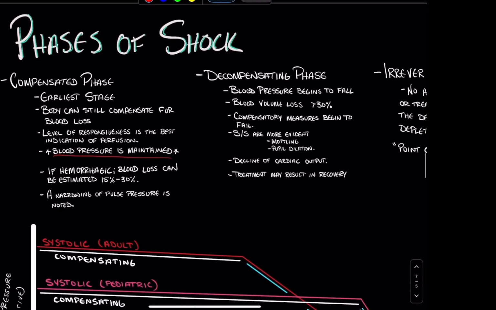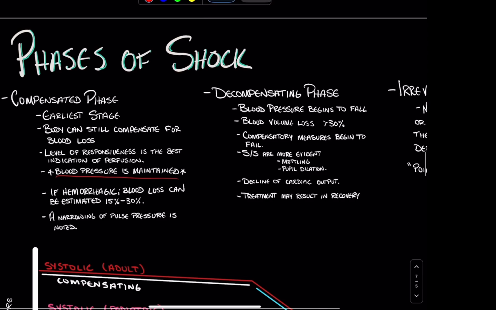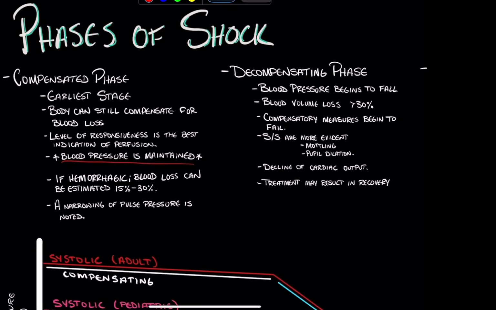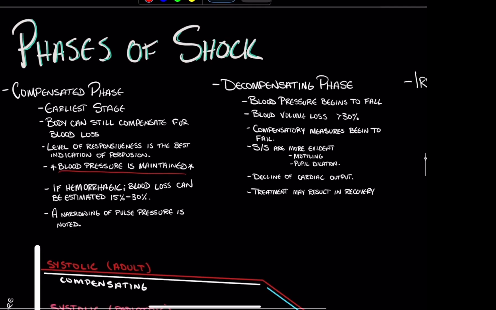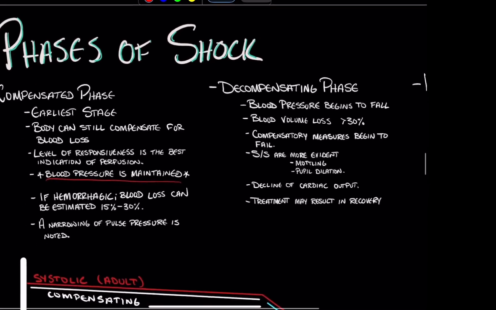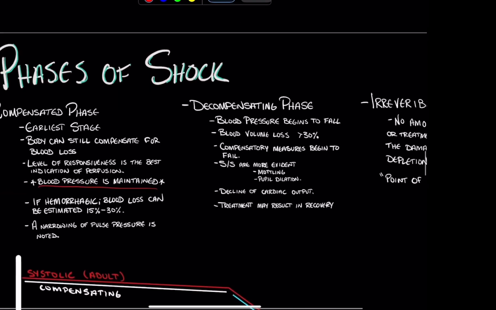So, phases of shock. I've talked about this a little bit when we were talking about elderly population, pediatrics and stuff. But this essentially describes how our body is responding to these shock states, and if it's able to maintain it or not. So there's 3 phases. There's technically 2 phases, and then one's at the end of the line.